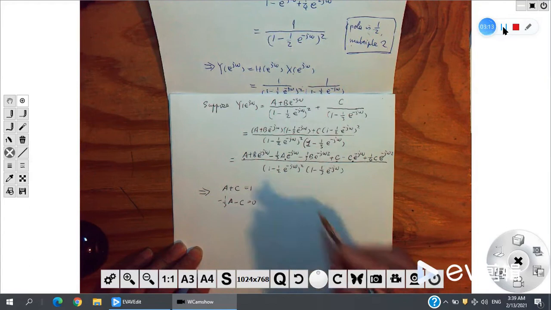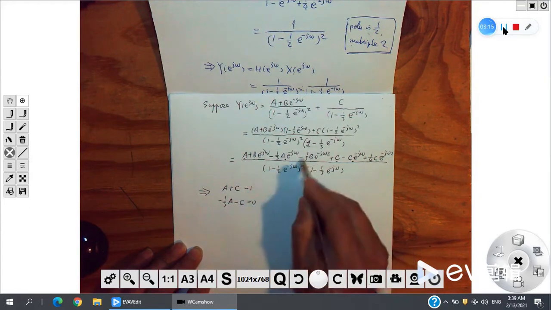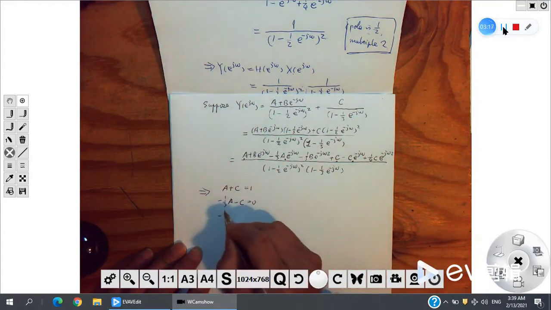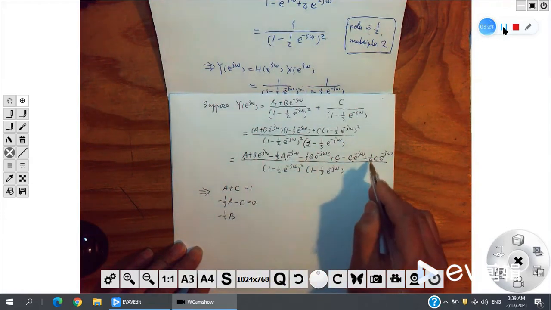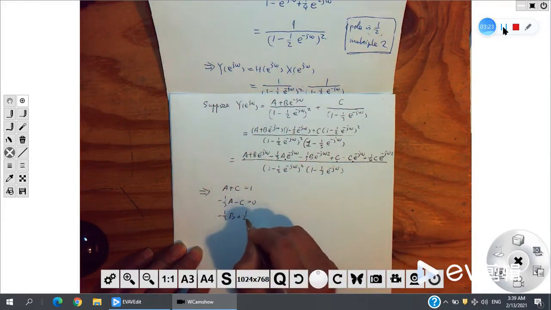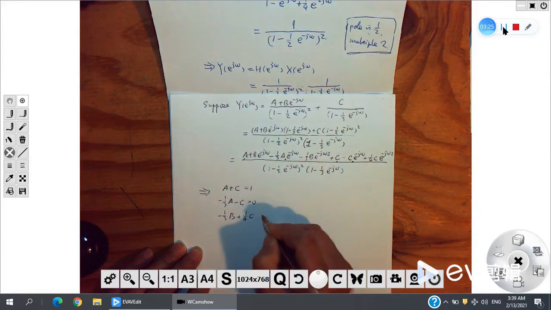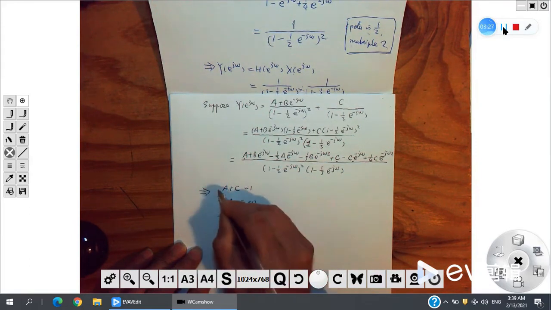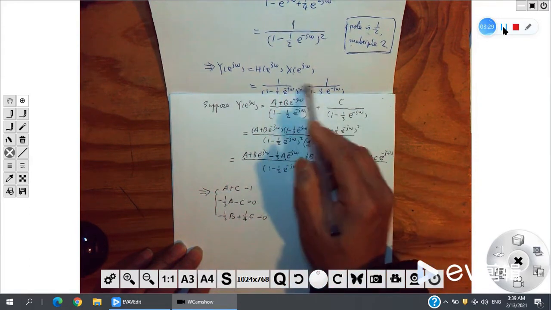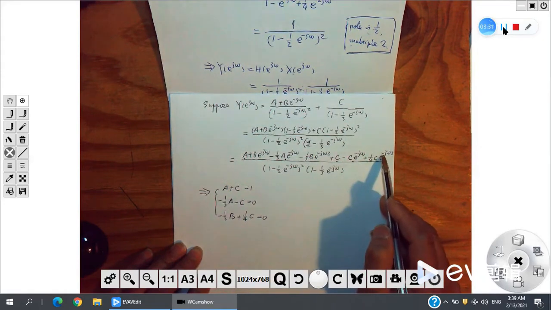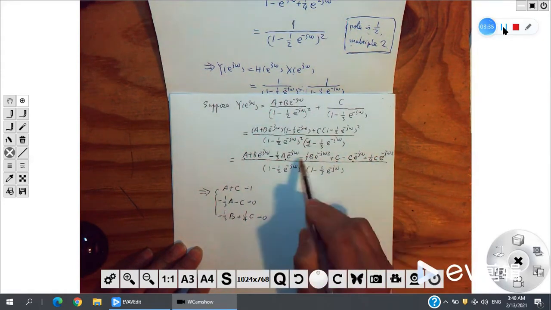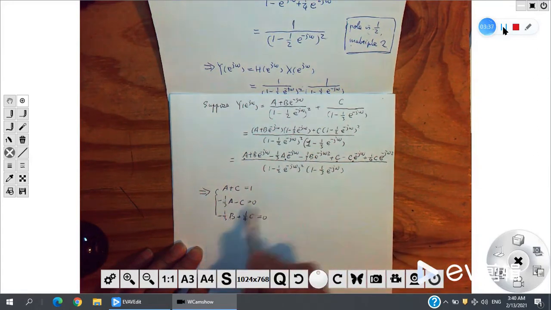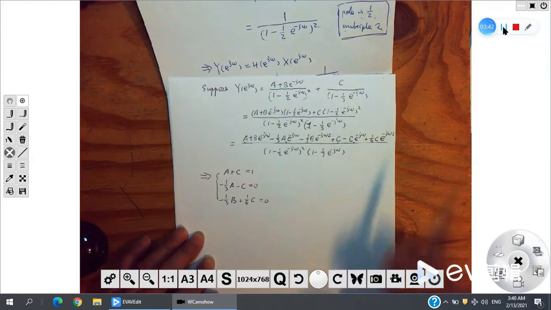And then the square term, I have negative 1/3 B plus 1/4 C. This is also 0, right? Because in the numerator, no term with e to the negative j omega squared, right? We do not have this kind of term, so this coefficient must also be 0. Okay, now we can solve it.